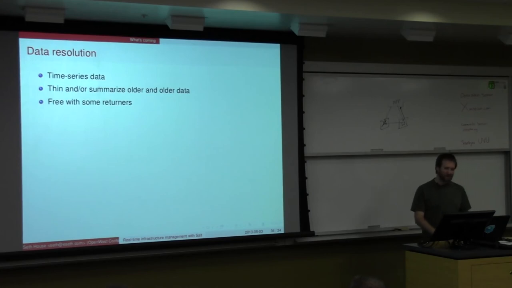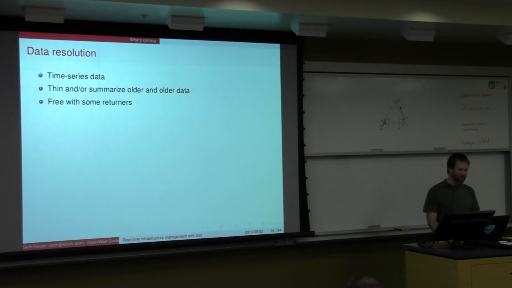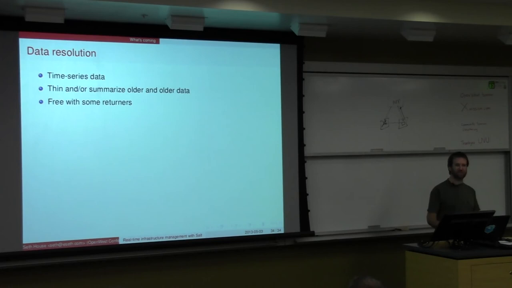Another thing that's needed for that is data resolution. At the moment, you're stuffing return data from arbitrary commands into these returners, arbitrary data stores. But then you're done. You can get that data back out, but if you're collecting a lot of data for a month or a year from a bunch of systems, that can really add up. So with time series data, you need to be able to thin and summarize older and older data. You might just get that for free with some returners.